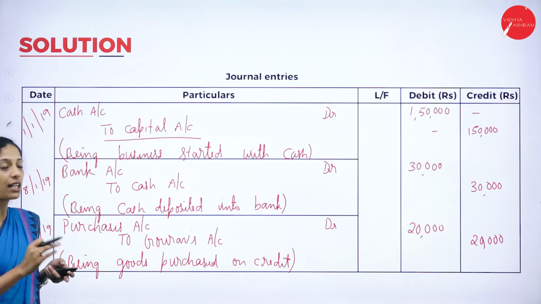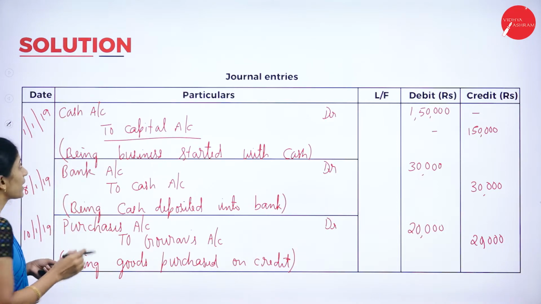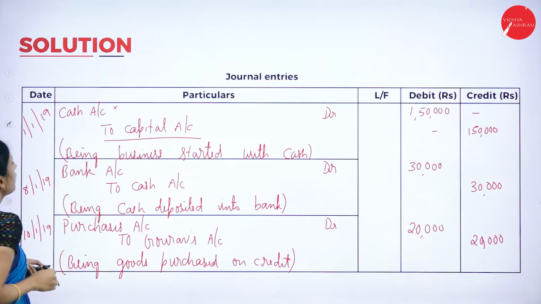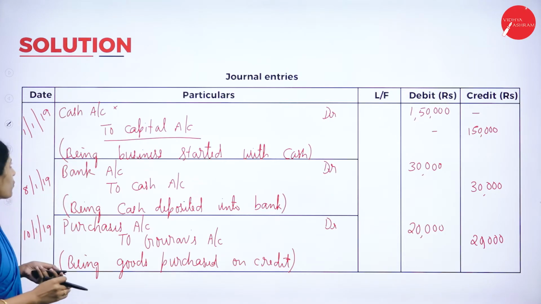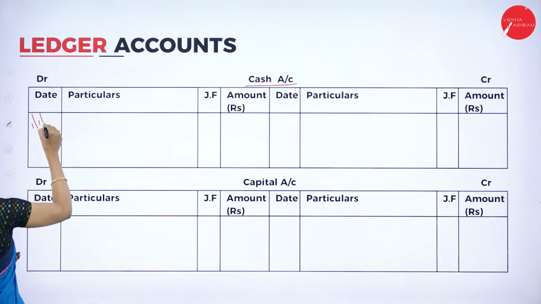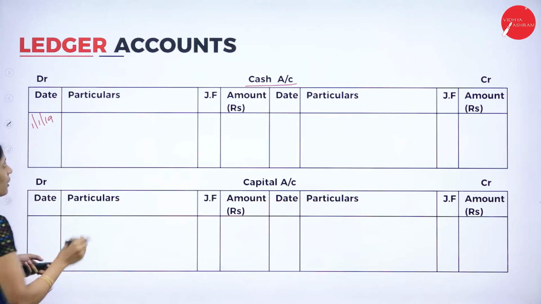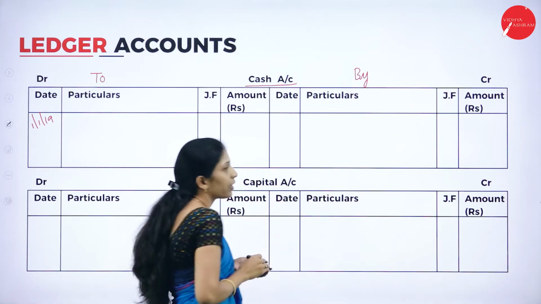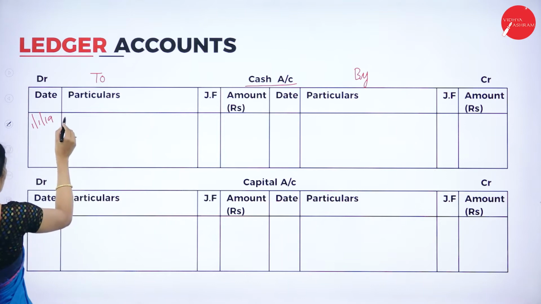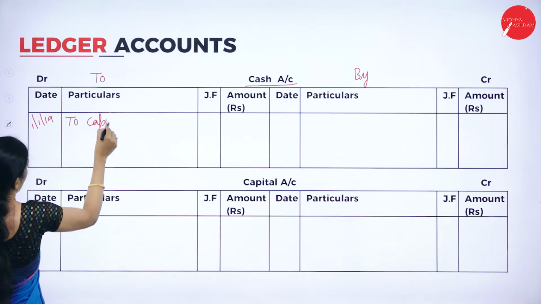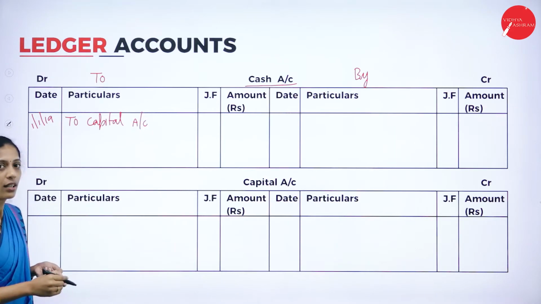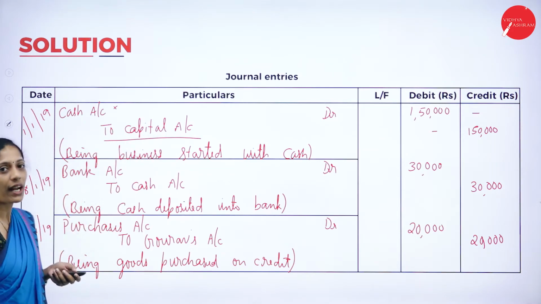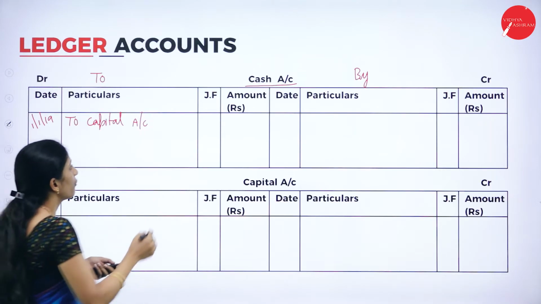If you see the first journal entry, the entry is cash account debit to capital account. Now here there is cash account, so leave this cash account. Remaining account is what? To capital account. So let's see how we have to record, and the amount is 1,50,000. 1/1/2019. Always remember, in your ledger account, your debit side starts with 'to' and credit side starts with 'by'. So your entry was to capital account. Write in the debit side, to capital account, 1,50,000.